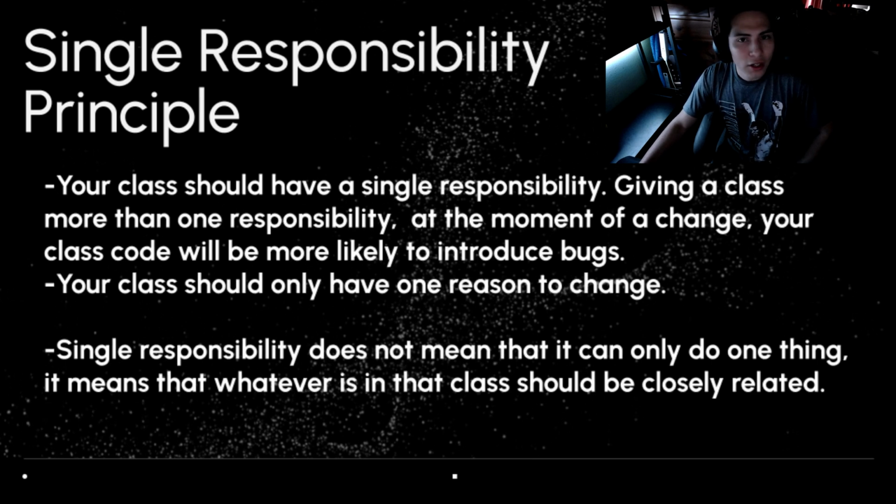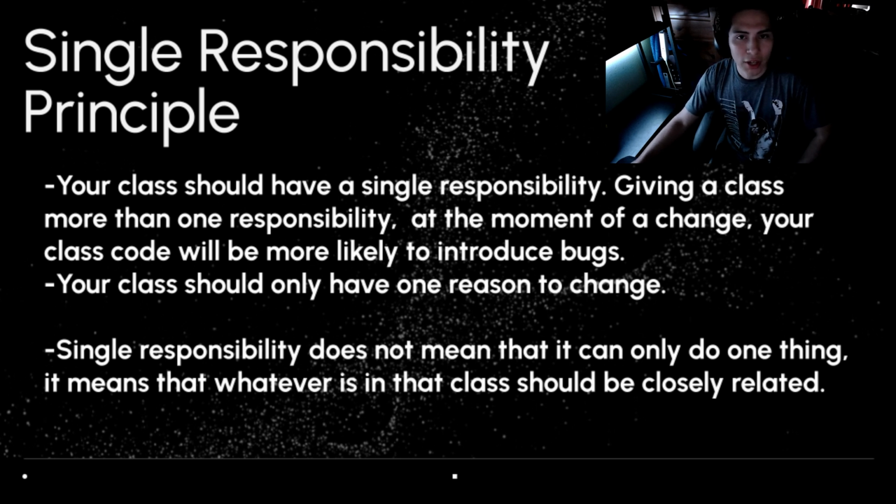In the S.O.L.I.D principles, S is the single responsibility principle. The single responsibility principle just means that your class should have one responsibility. That's the formal way of writing code, and if you give your class more than one responsibility, whenever you change it, you're going to encounter various issues. You may have bugs, it's unclean code, and it's not a good way of writing code.